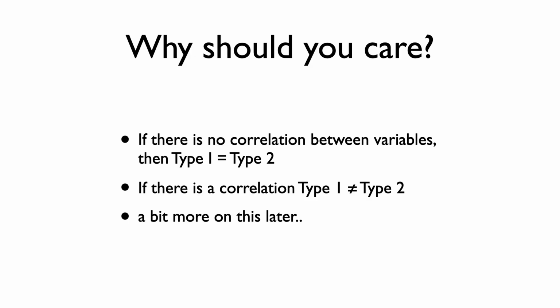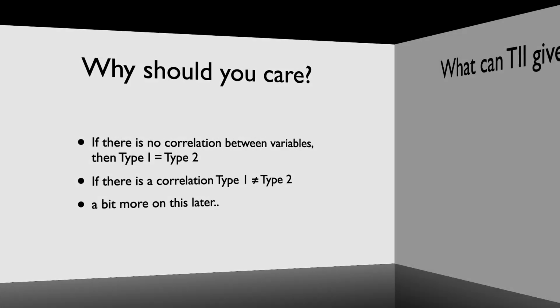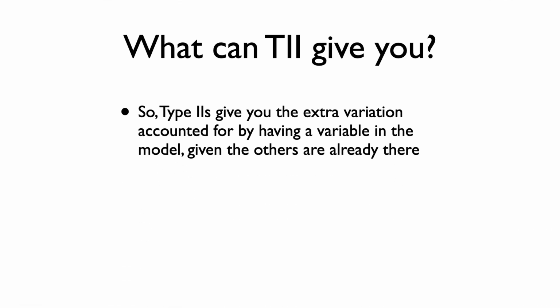So the thing that's important for our purposes, when we talk about type 2 sums of squares, is what do they give you? Type 2s give you the extra variation accounted for by having a variable in the model, given that the other ones are already there. So this is putting into words what a bunch of math that I'm not going to show you does. Okay? Because the math, who cares? It's not important for our purposes. You can learn all about it in graduate school. It's not for what we're going to use this for. You'll be fine.